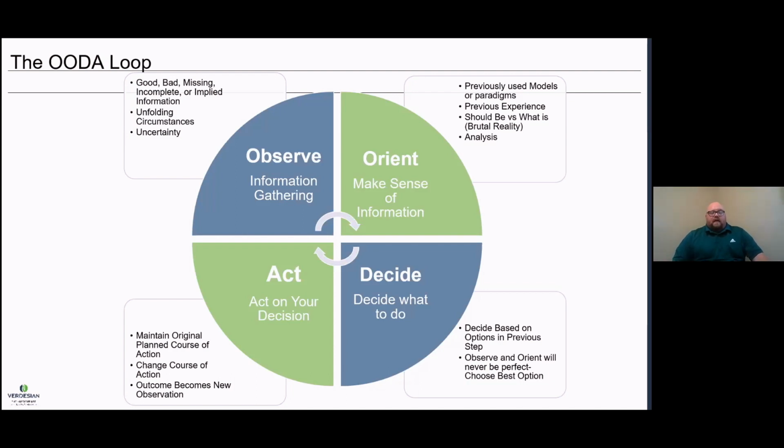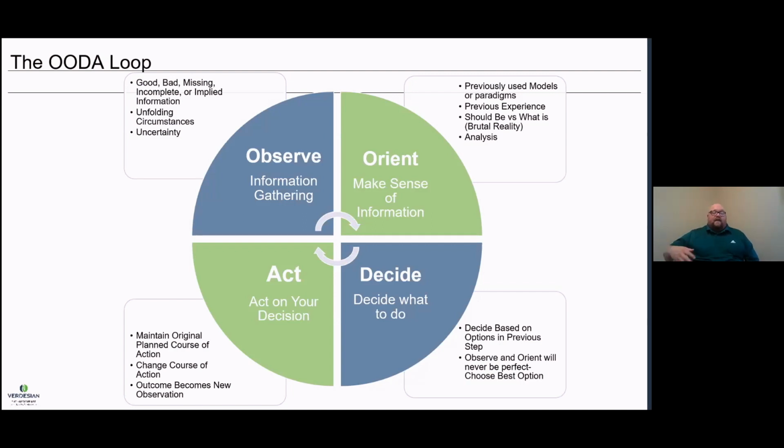And then you have to make a decision, right? You just have to decide. And you decide based on the options you lay out for yourself in the previous step. And then you start to observe and orient to that new decision. And remember, there's never going to be a perfect decision. You just choose your best option. And your actions are, you either maintain your original course or you change that course, and every outcome becomes a new observation for the next time you go through the OODA loop.